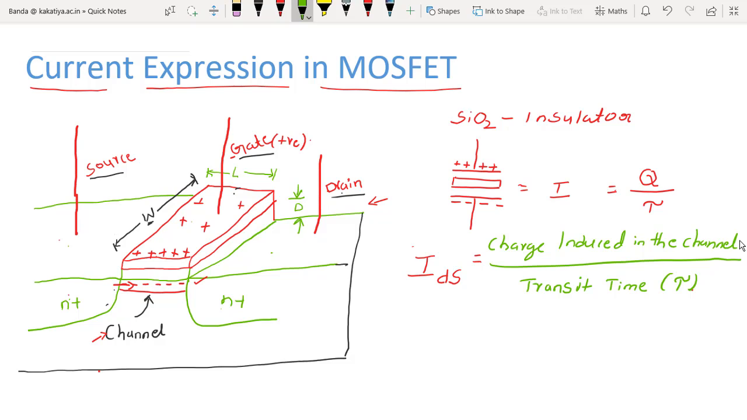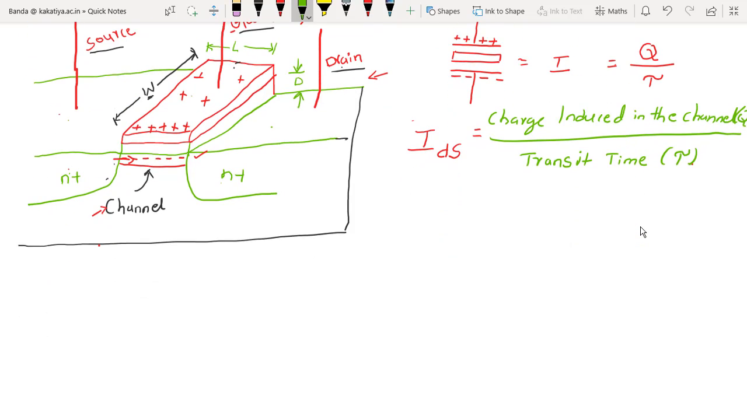And this one is nothing but Q, the charge induced in the channel. Now our target is to find out the current expression in the MOSFET. So IDS is equal to the charge induced in the channel divided by the transit time. Once you find the expression for the charge induced in the channel and the transit time, our current expression will be found.